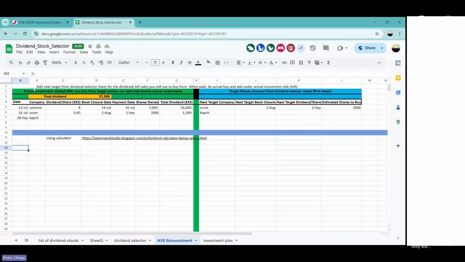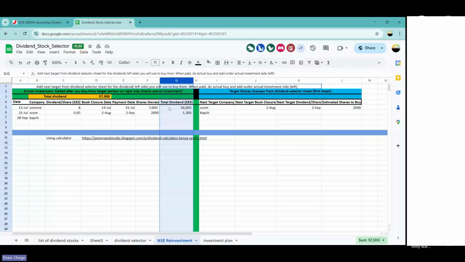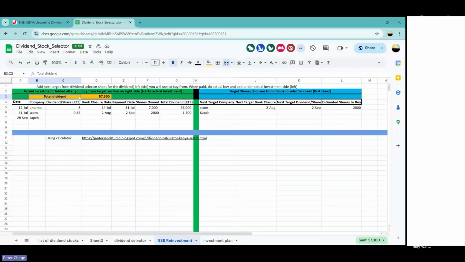So when you make a copy, make sure you clean up this data and you start afresh. Or you can create a caveat, then on the device you clear everything apart from where there is a formula. Let me see. On column G, don't clear because that's a formula. And also where there is total dividend, don't clear because those are formulas. That is cell D3, where there is 57,000. Then where there is 56,000, 1,300 column G, don't clear. Anything else on this side, you can clear all that. And feeding now with the data afresh.